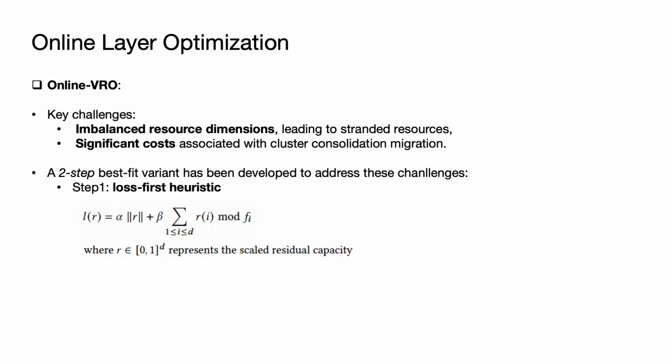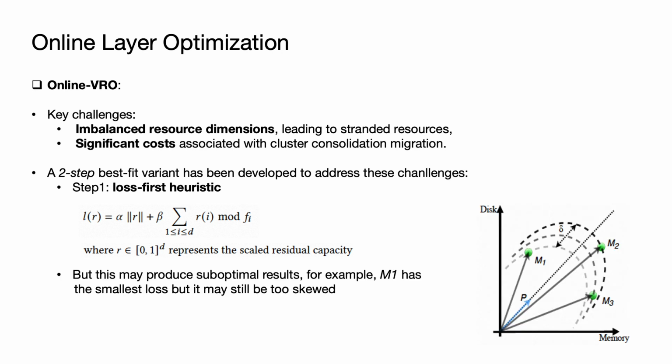So we developed a 2-step best fit algorithm to address the 2 challenges. Step 1, we designed a loss-first heuristic, which essentially schedules a machine with the smallest residual capacity. But this still may produce suboptimal results. For example, as shown on the right, the machine M1 has the smallest loss, but it may still be too skewed. To address this issue, we also introduce a skewness-first heuristic.